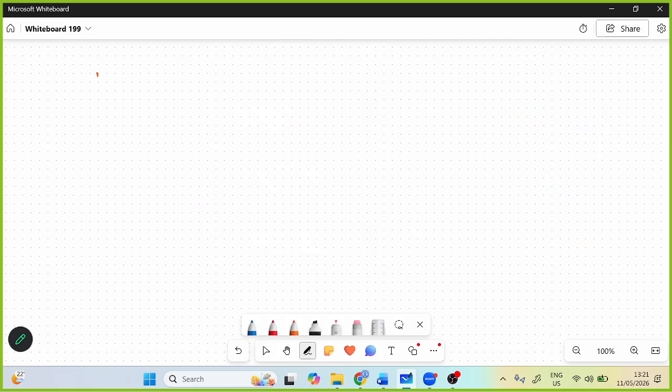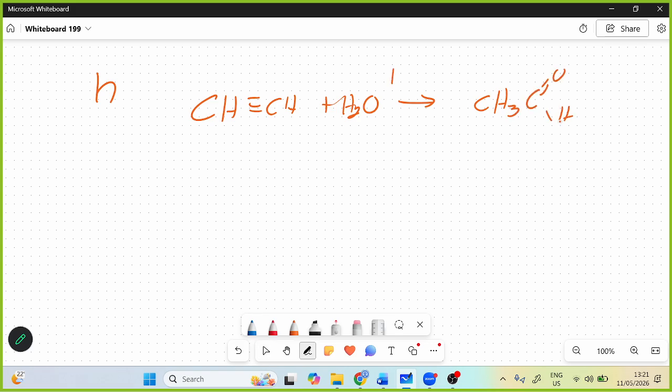Hydration of ethyne. This is literally CH triple bond CH plus H2O to give CH3, C double bond O H, and for this you need H2SO4, HgSO4, less than 60 degrees Celsius. This reaction is known as tautomerization. It's a tautomer.